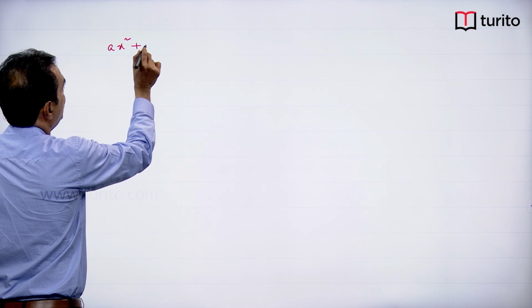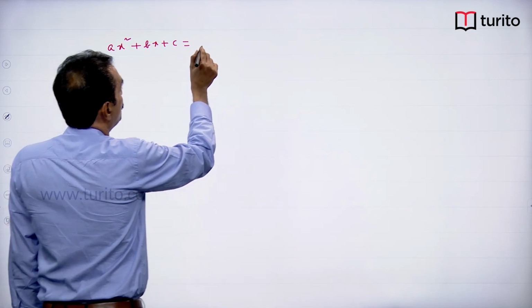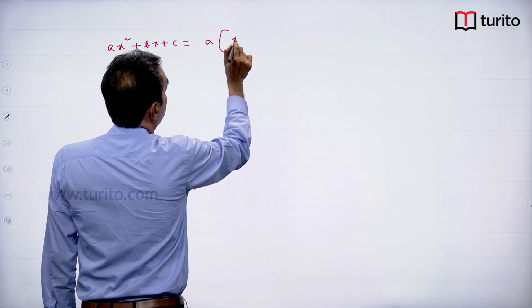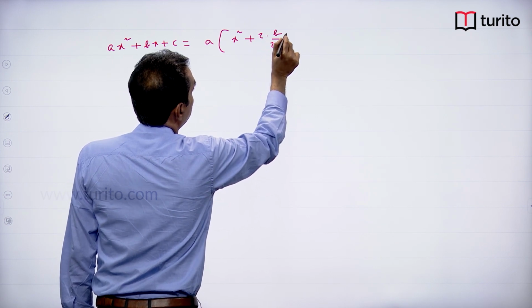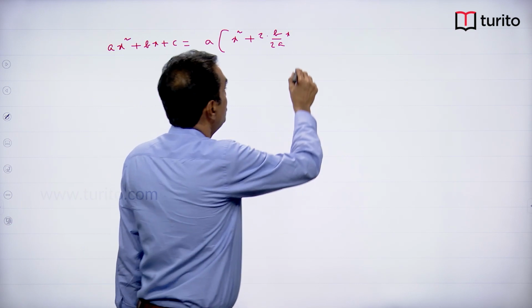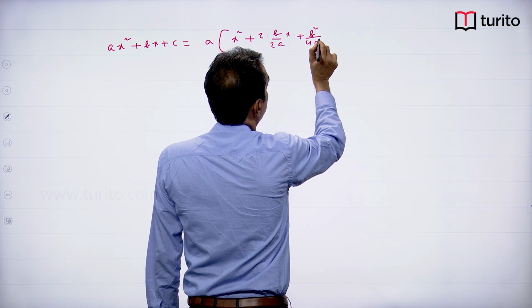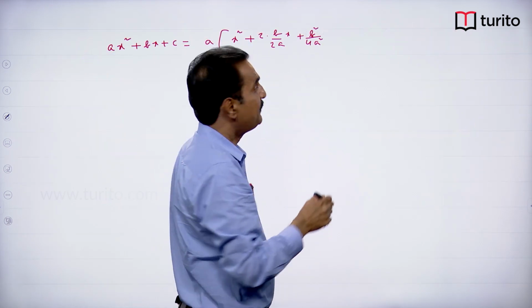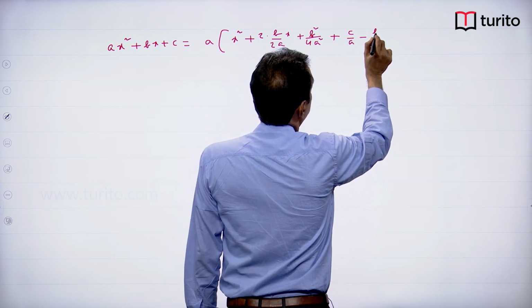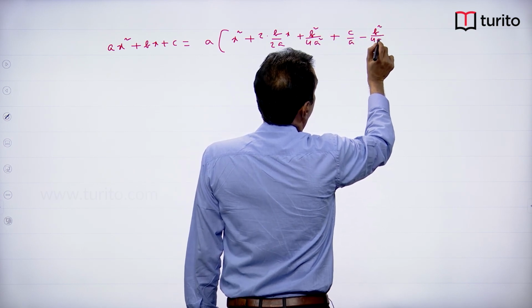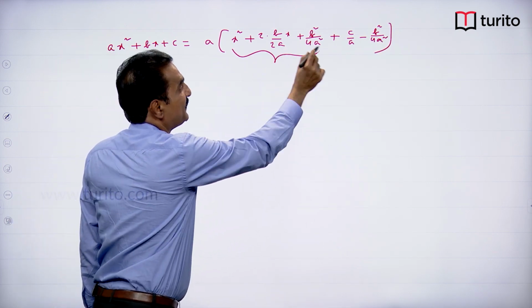Ax square plus bx plus c is equal to what? A into x square plus 2 into b by 2a into x plus b square by 4a square plus c by a minus b square by 4a square. Now, first 3 terms will become a perfect square.